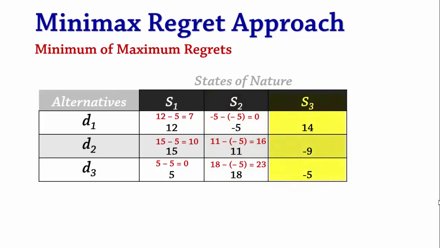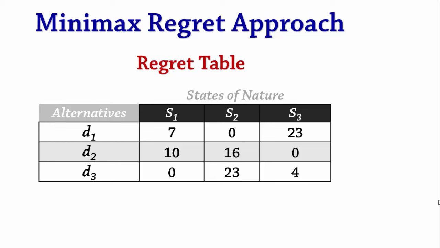If S3 occurs, the best payoff is -9. So if you chose D1, your regret will be 14 minus -9, which is 23. And if you chose D2, your regret is -9 minus -9, which equals 0. If you chose D3, your regret will be -5 minus -9, which equals 4. Here is the regret table.